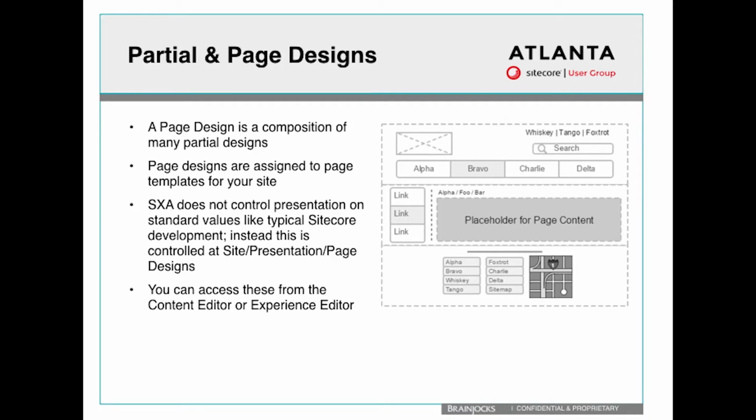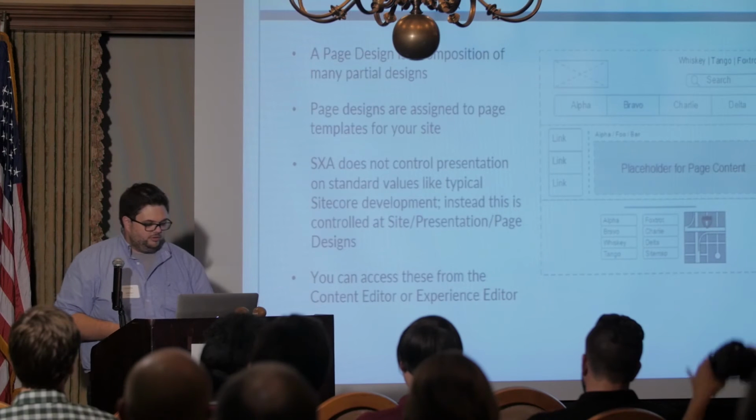Here, I've created a page design, and I've applied all 3 of my partials to it. So you see how it kind of merges the presentation of all of those things. Now, when I'm in Sitecore, I can take that page design and I can apply it to my pages, either one-off, kind of ad hoc, or I can apply it kind of globally to my page templates. So let's take a look at where this is in Sitecore.